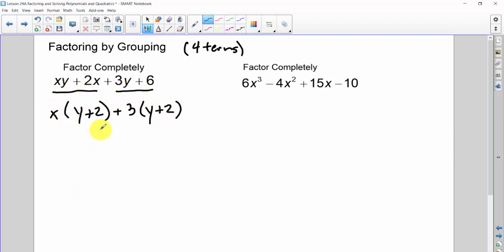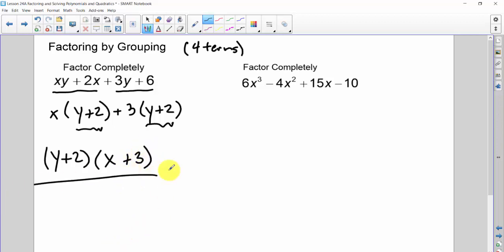Now there's also another greatest common factor in what remains, and that's the y plus 2. So if I factor out a y plus 2, then I have to say y plus 2 times what is x times y plus 2? Well, that's x. And then y plus 2 times what is 3 times y plus 2? And that's 3. And now my term is factored by grouping.